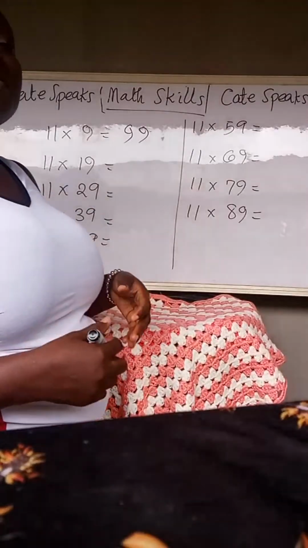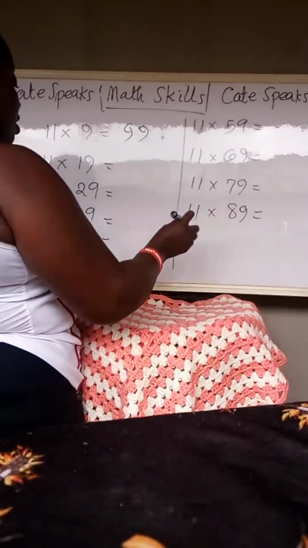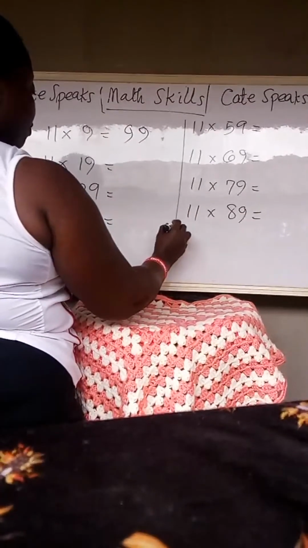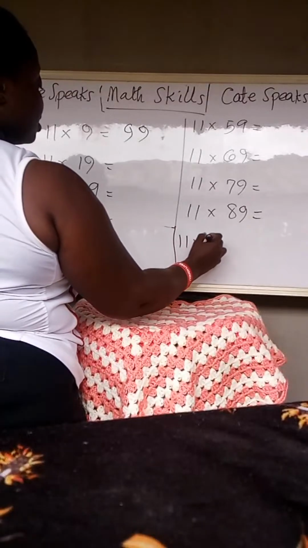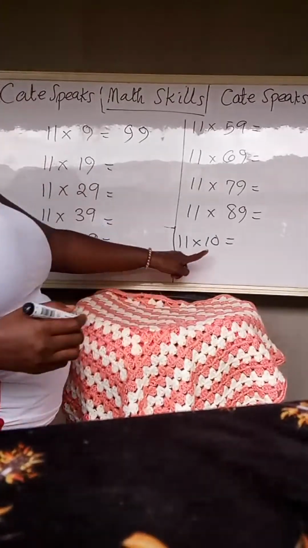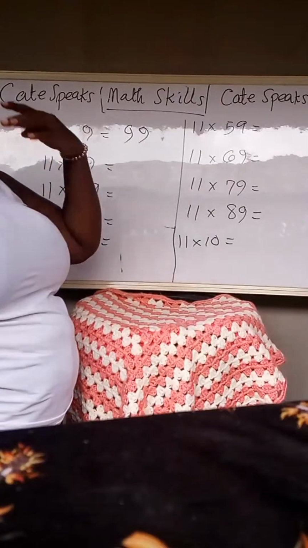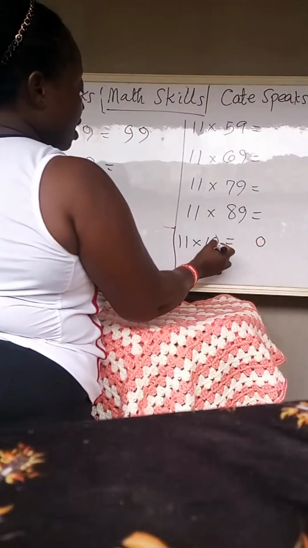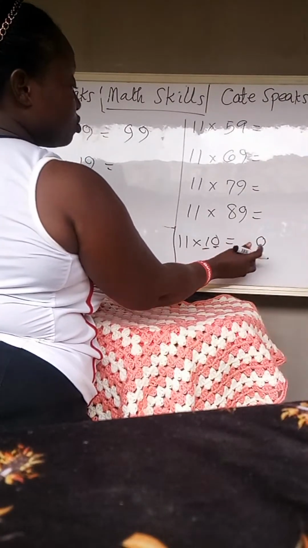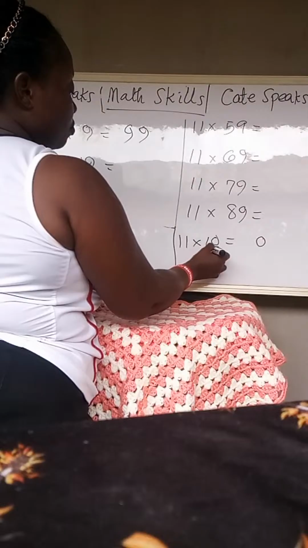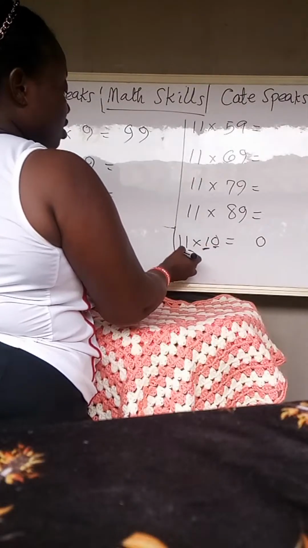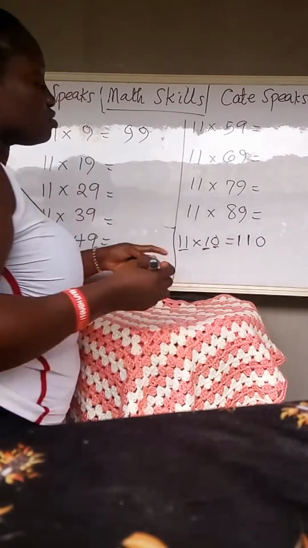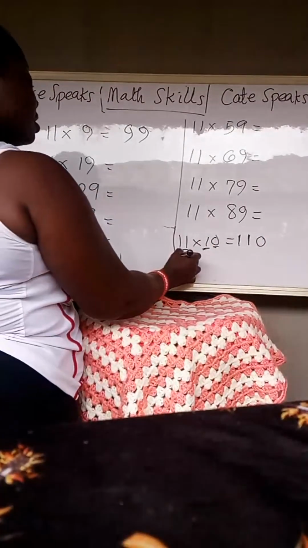All right, so 11 times 10. Let me just write it down here. We have 11 times 10. But the fact that there's a zero, you don't need to start multiplying or thinking of how to get the answer. You simply bring out the zero, and this 10, that's the unit, then you multiply it with 11. So 11 times 1 is 11. So 11 times 10 is 110.